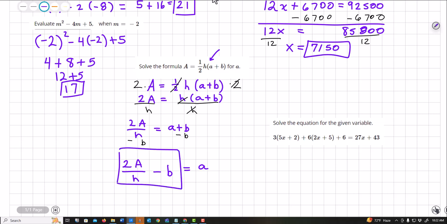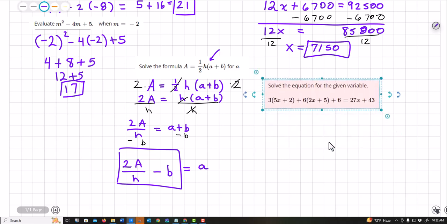All right, another one we got to solve. So it says solve the, did not mean to do that. Solve the equation for the given variable. So let's kind of do this one right here. First thing you want to do is distribute this 3 to everything in parentheses, then the 6 to everything in parentheses, and then everything else looks okay. So 3 times 5x is 15x.